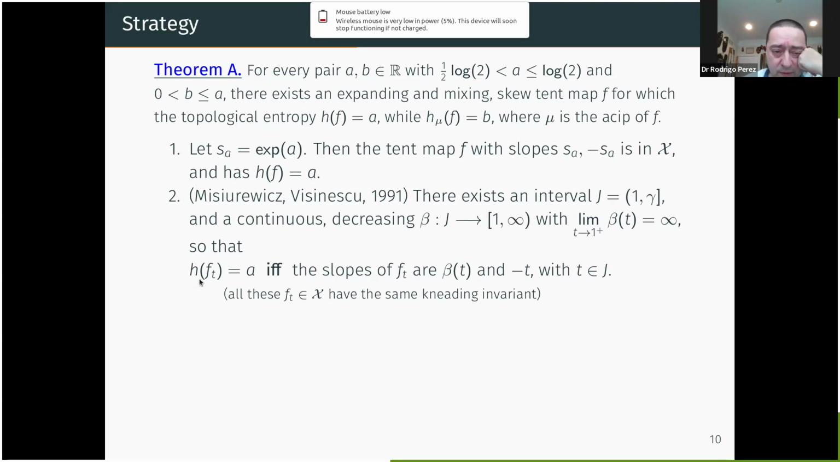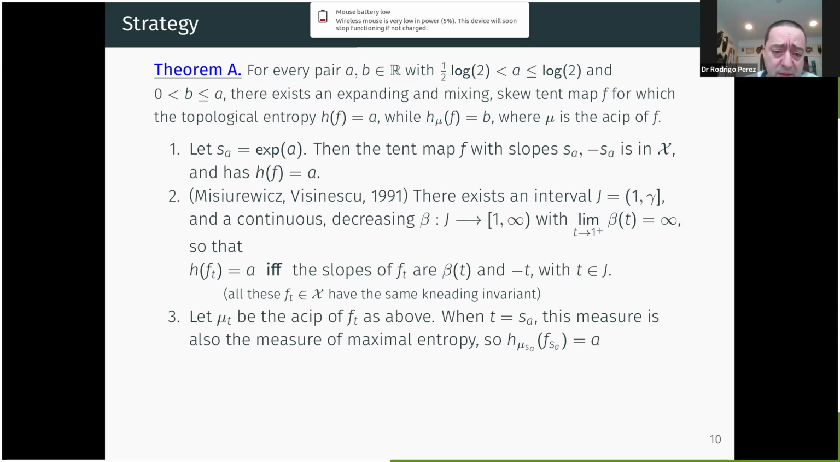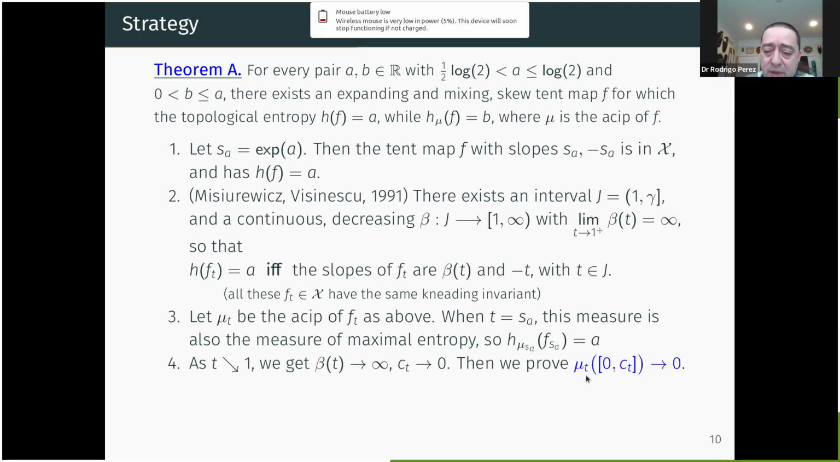And moreover, all of these different tent maps have the exact same leading invariant. So the idea is to consider the absolutely continuous invariant probability measure of one of such tent maps. And notice that for the original map with the same slopes, the measure entropy is also equal to A, but as the slope t goes down to 1, beta increases to infinity, the turning point goes to 0, and then we can check that the measure of the interval 0 to c, the turning point, goes to 0, not only in Lebesgue, but in the measure mu.